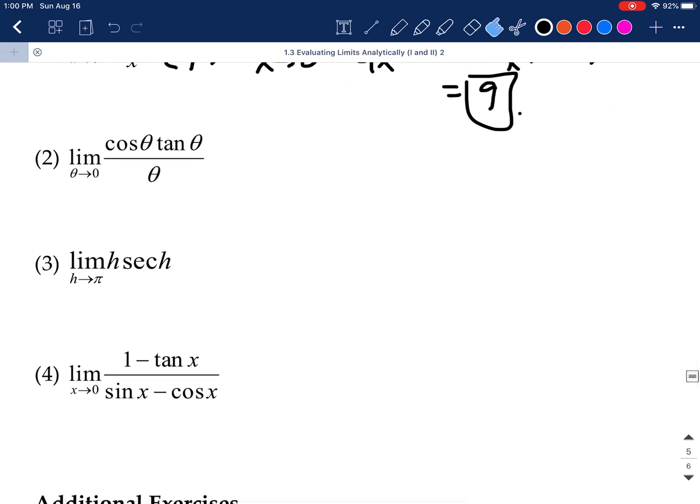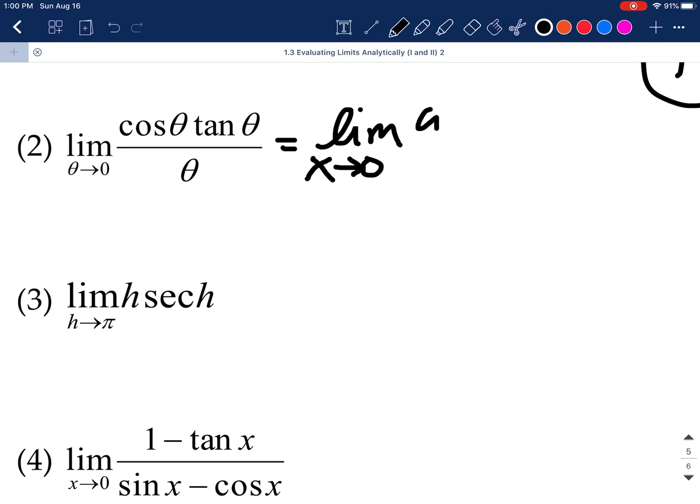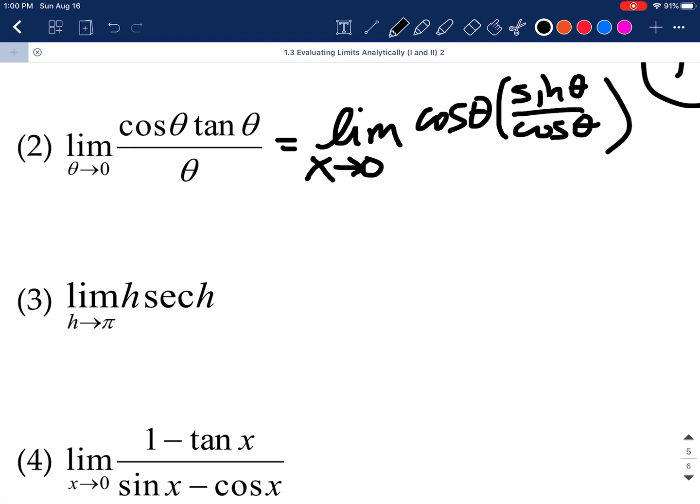Okay. So let's take a look at number 2. So we got cosine theta tan theta over theta. So if we plug in 0, we're going to get 0 over 0. So now we're probably going to want to play around with this a little bit and see what we get. So let's go ahead and think back to simplifying trig expressions, or proving trig identities even. A lot of the things that you'll see will be from that. So tangent is the same as sine over cosine, which gives us some convenient cancellation, since this is cosine over 1.